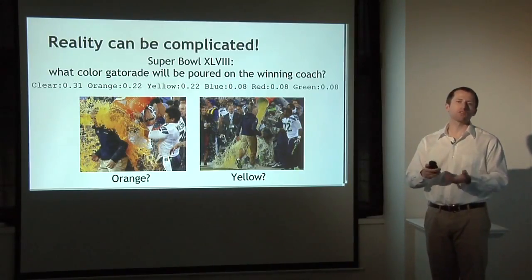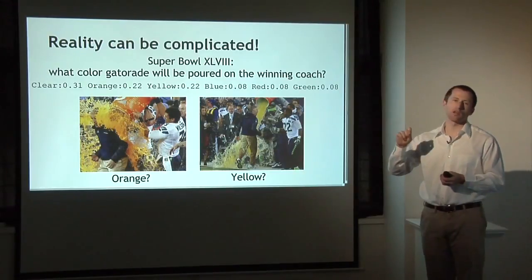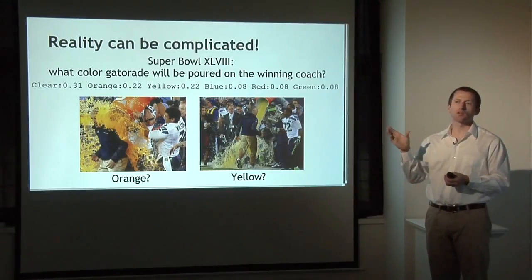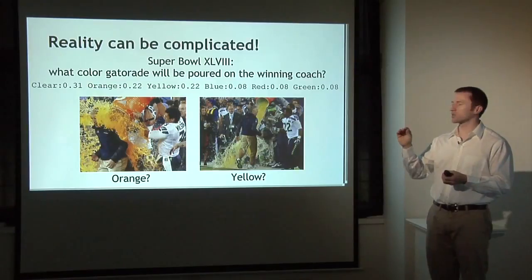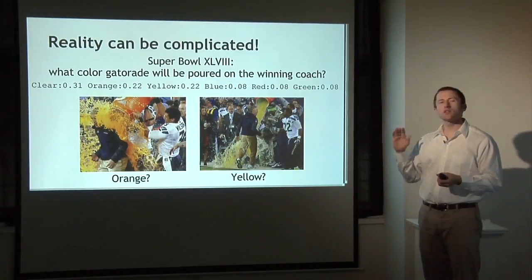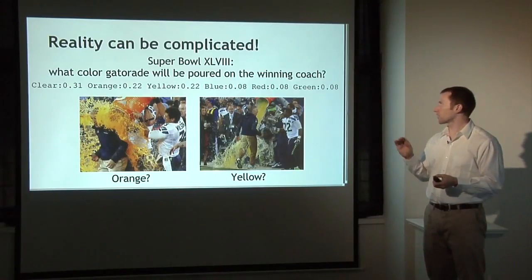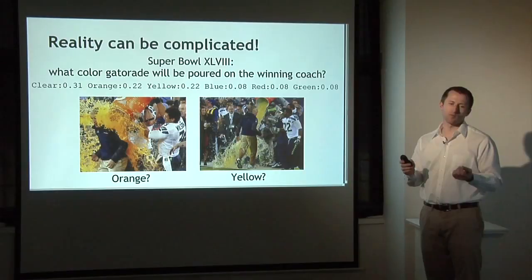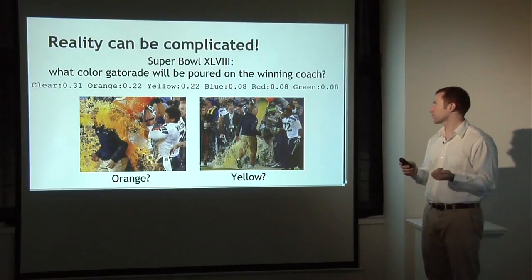So there's a couple of solutions here. Maybe you could say that orange and yellow both win. They each win half of the winnings. So instead of closing at a value of 1, they close at a value of 0.5. But ideally, you would define your contract a little bit more carefully next time. And you might say, what will the first color of Gatorade be to be poured on the winning head coach?